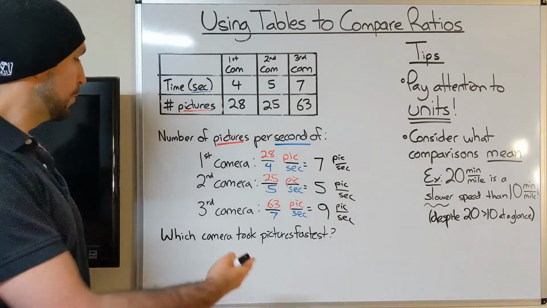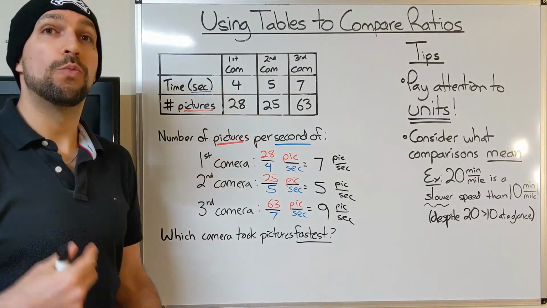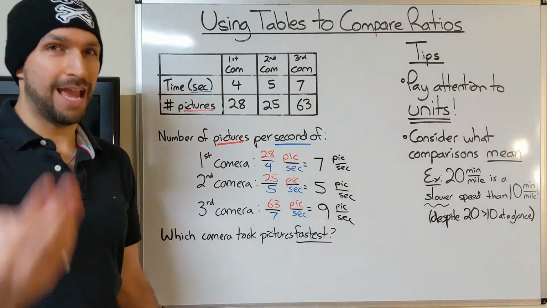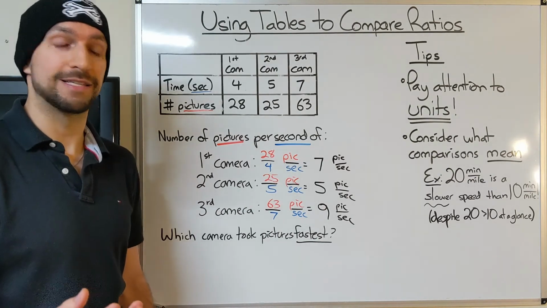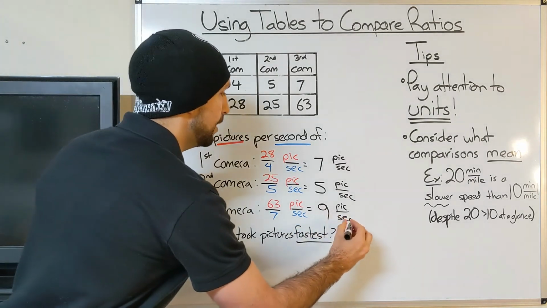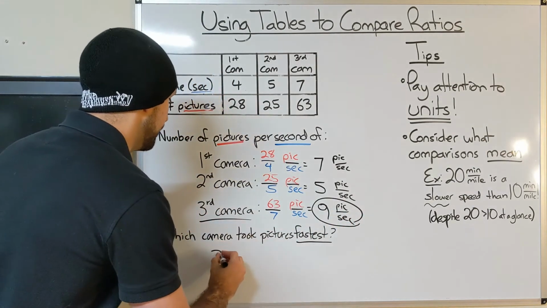Finally, it asks us which camera took pictures fastest. So we want to find the camera that took the most pictures per second. In other words, the fastest camera. So the greatest number of pictures per second was the third camera.